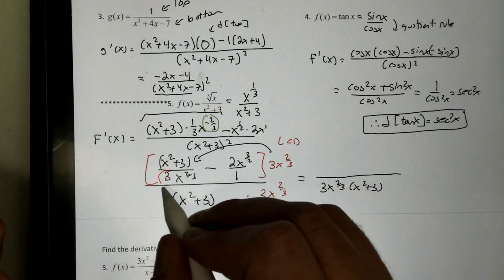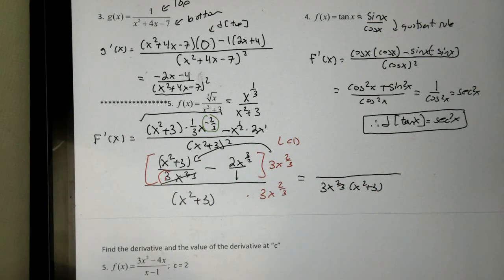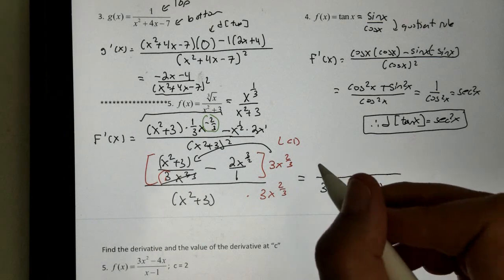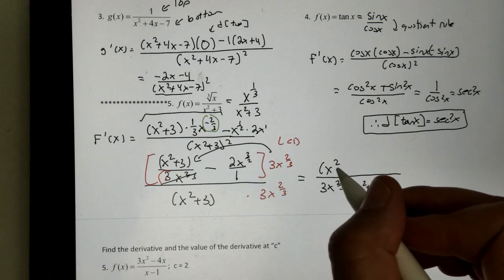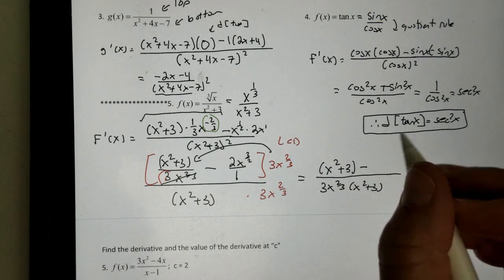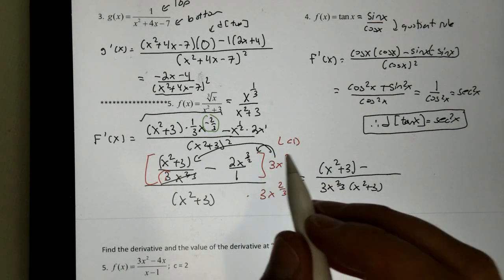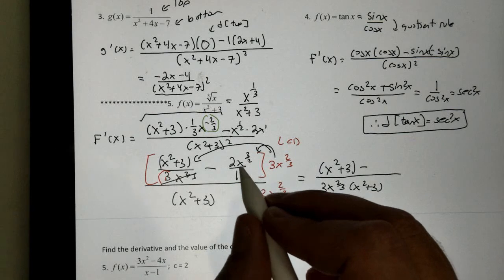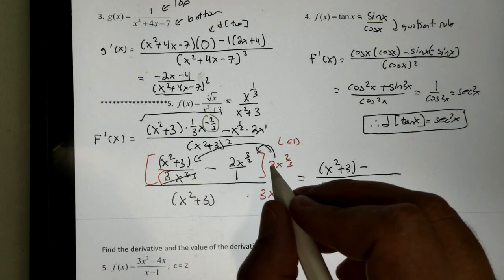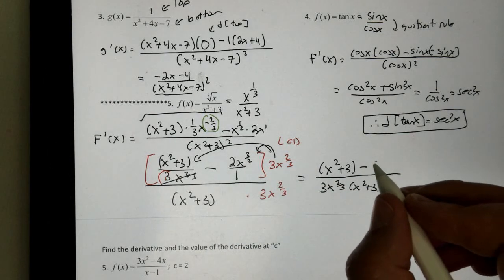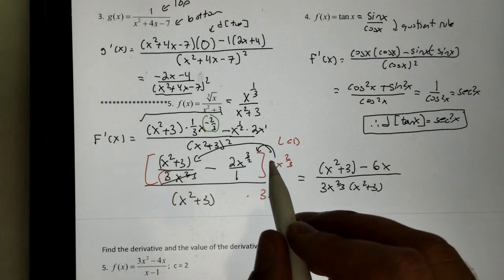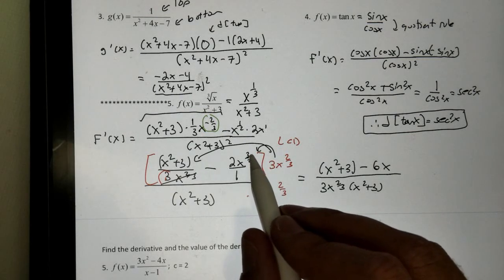Over here, notice the 3x to the 2/3 is going to cancel, and that's just going to leave us with x squared plus 3 minus, but now I have to distribute to here as well. And if you distribute to the first term, there's nothing to cancel on bottom, but I can multiply the 3 and the 2 together, and that's going to give me 6x, and I'm going to add these two powers together.